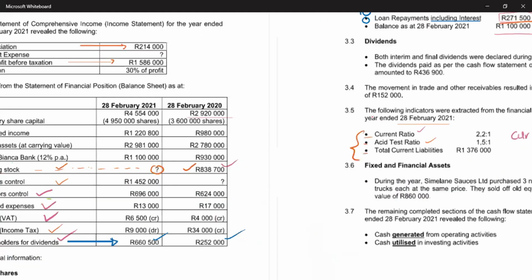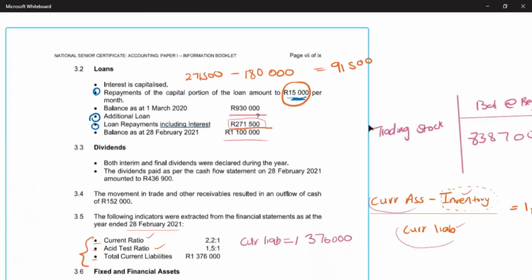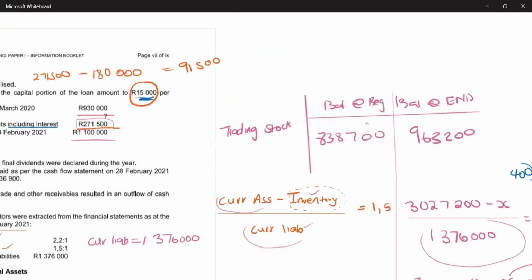Remember, we're looking at the movement. We're interested in only whether it increased or decreased, right? So here, as you can see, our trading stock increased. Last year, it was 838,700. Now it's 963,200. An increase is an outflow, because when your trading stock balance increases, it simply represents that you have bought more stock, right? Hence, an increase in trading stock would represent an outflow. And when your trading stock balance decreases, it simply means that you sold more trading stock. Hence, a decrease in trading stock would be an inflow.